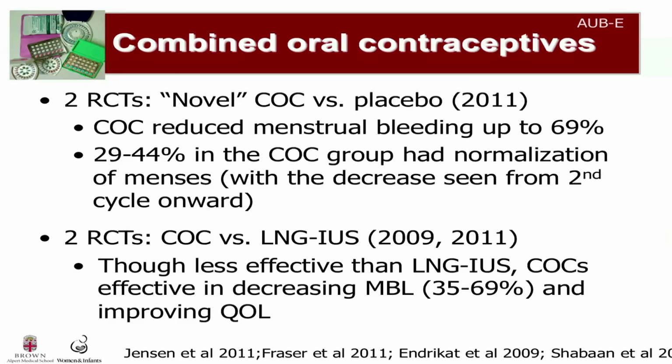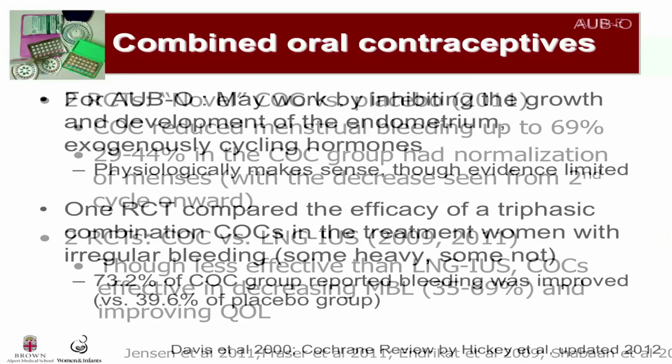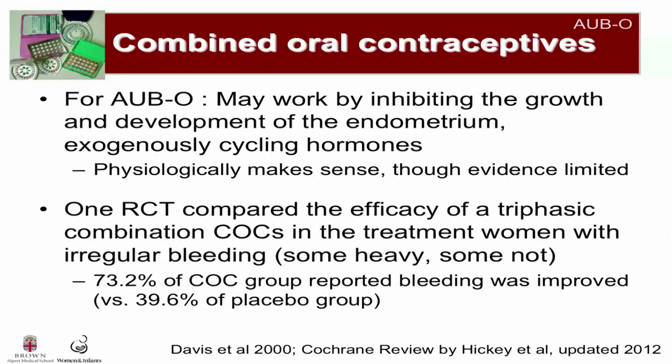2 other RCTs published compared combined oral contraceptives to the levonorgestrel intrauterine system. Though they were less effective than the levonorgestrel intrauterine system, they were effective at decreasing menstrual blood loss and improving quality of life. And it should be mentioned, one of these studies used a low-dose combined oral contraceptive pill. So those previous slides referred to treatment of patients with heavy and regular bleeding, AUB-E, so caused by endometrial dysfunction.